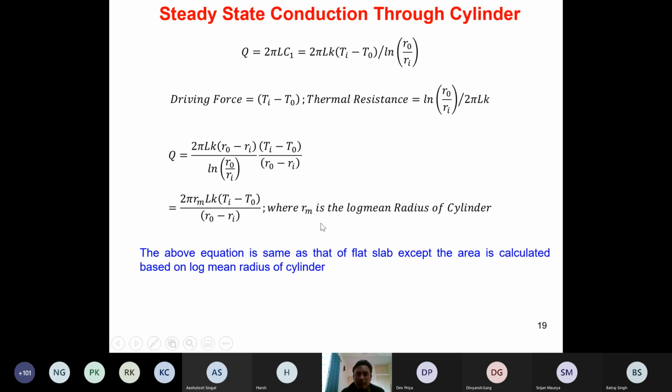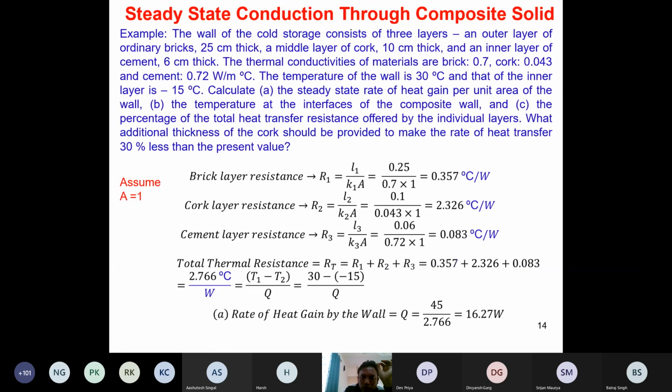So that is what is shown here. This is nothing but the driving force, whereas the thermal resistance is ln R naught by Ri divided by 2 pi Lk. So again, if we rearrange these terms, remember we are getting in the denominator ln R naught by Ri, isn't it? But we wanted to express this equation similar to the expression which we have obtained for a flat slab. So for a flat slab, what was the denominator? The thickness of the slab, isn't it? L.